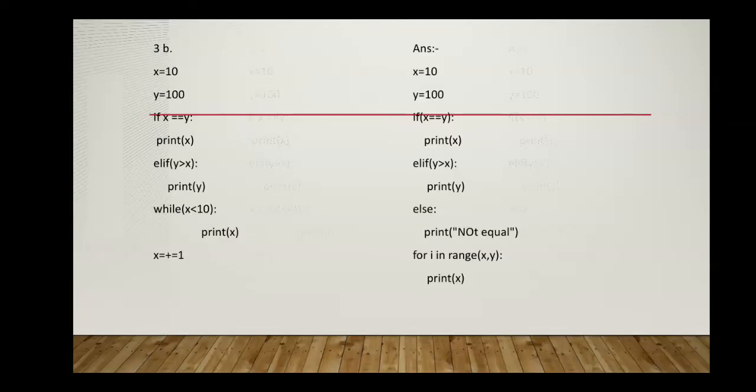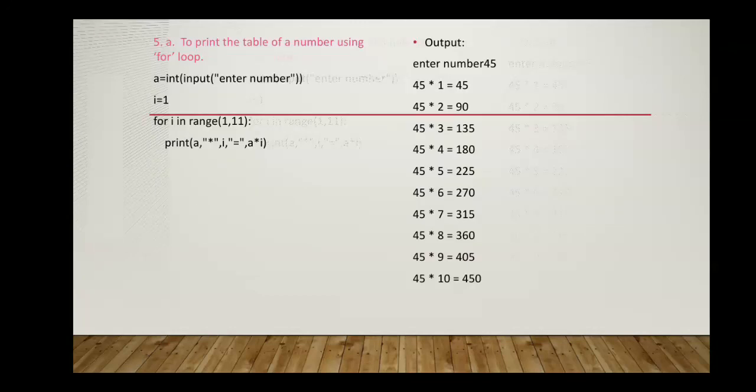Now 3b. In this program there are some errors also, because if else is not given in the question, so I have given else statement also. And while x is less than 10, we have to write using the for statement. So I have written for I in range x, y, and then print the value, x equal to x plus 1. So it means increase the value by 1. So with the for statement we don't need to give any step value. Now this is the example.